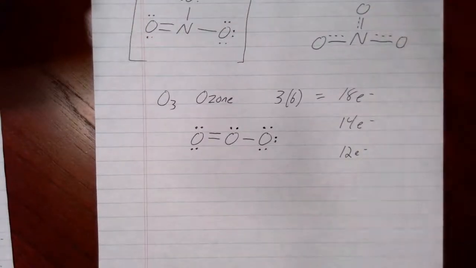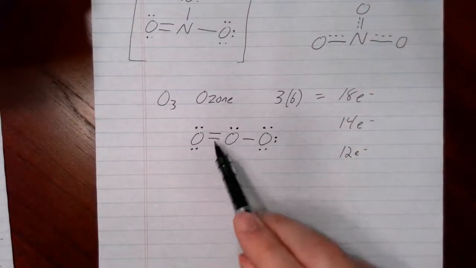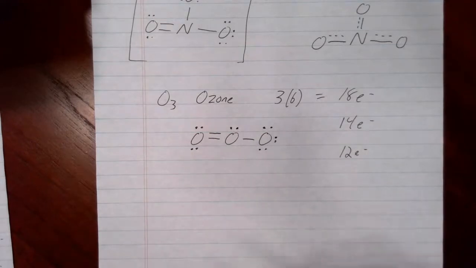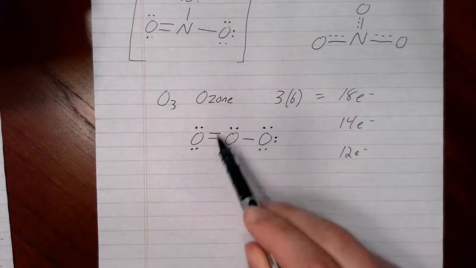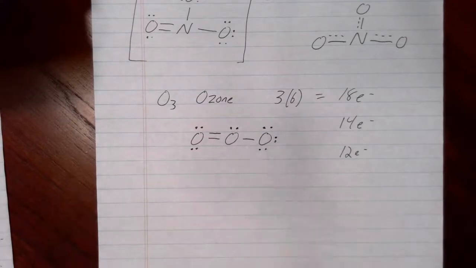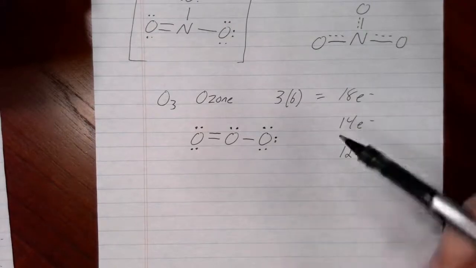Now I go back and check, did I use enough electrons? 2, 4, 6, 8, 10, 12, 14, 16, 18. I'm good there. Each oxygen has 2, 4, 6, 8. So that's a perfectly valid Lewis structure for ozone. It's a correct answer, but there's also another correct answer.